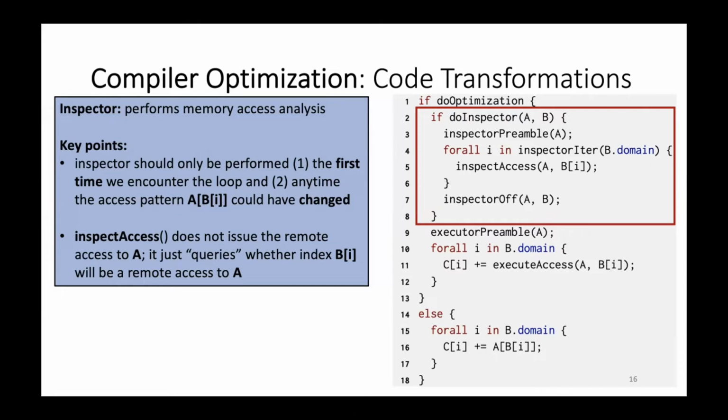And then we only want to run it if something has changed the A[B[i]] access pattern since the last time we've encountered the loop. So for instance, if your values in B have changed, then you have a new access pattern and we need to redo the analysis. So it's the compiler's job in the static analysis, which I'll talk about later, to determine when these access patterns change and essentially flip a flag. And that's what this do inspector call is going to be checking, these flags associated with the arrays. Another thing to note, when we actually inspect the access, we don't do the remote communication to A. We simply just look at whether the index B[i] is going to be a remote access. So this allows us to keep the inspector lightweight, which again is important for getting a performance boost.